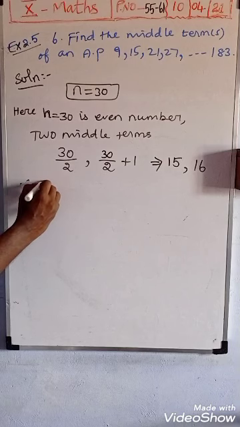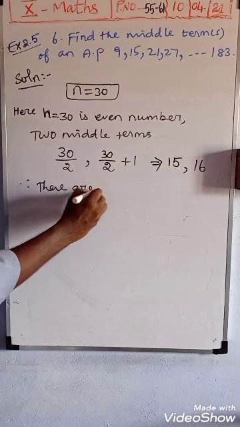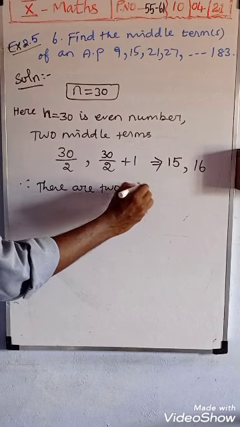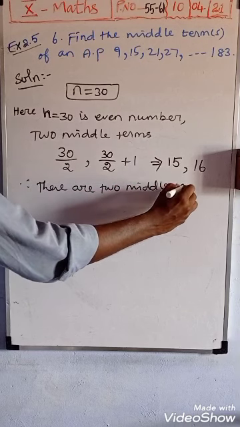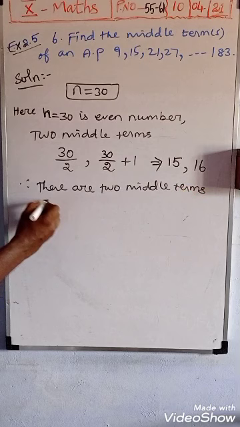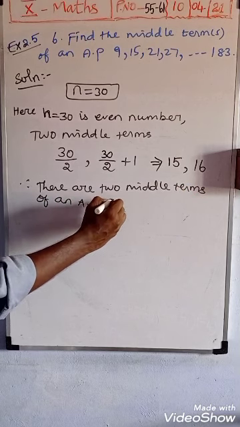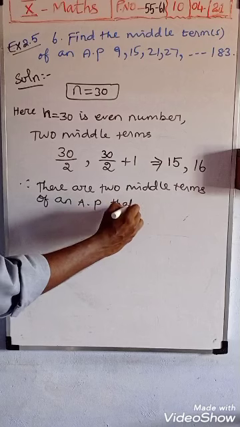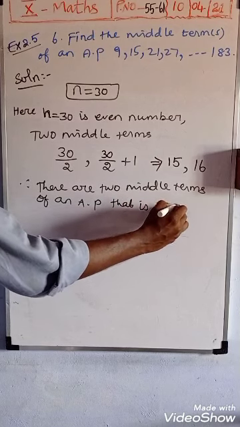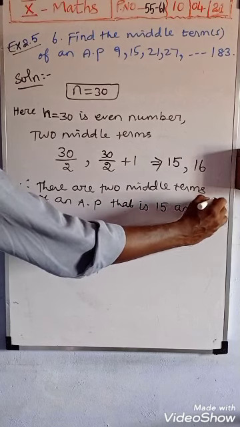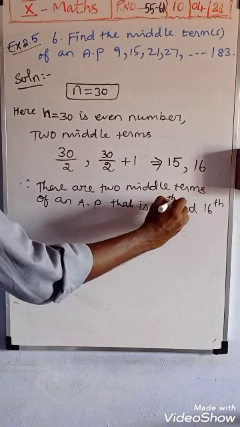Therefore, there are two middle terms of an AP, that is, the 15th and 16th.